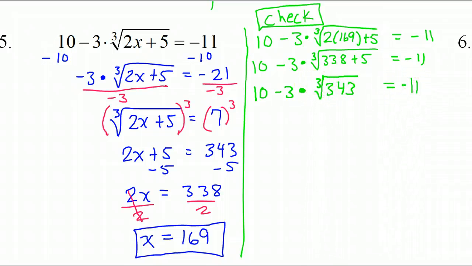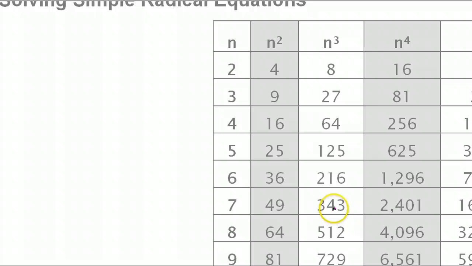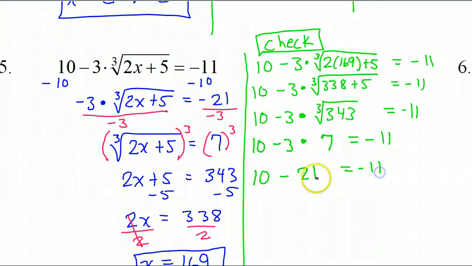Okay, now the cube root of 343, of course we would use our chart. So the cube root of 343 is 7. So that would give us 10 minus 3 times 7 is equal to negative 11. All right, order of operations, you have to do your multiplication before you do your subtraction. So 3 times 7 is 21. So this is 10 minus 21 equals negative 11. And 10 minus 21 is negative 11. So we have negative 11 equals negative 11. So it checks out.